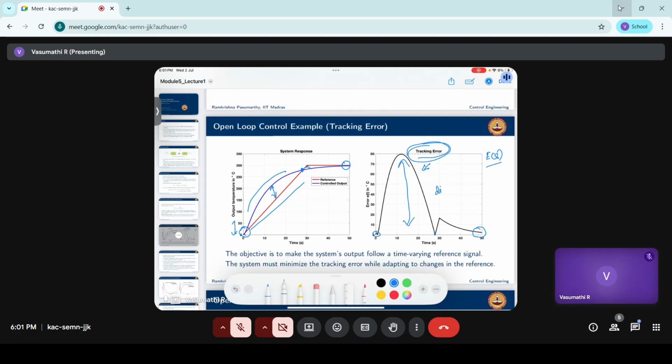This black is the difference between the red and blue, and the input is this one, this ramp reference. The slope of the input is constant, that is 30 degrees Celsius per second.